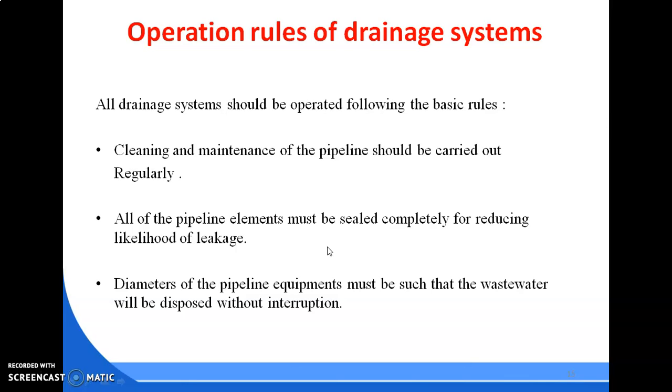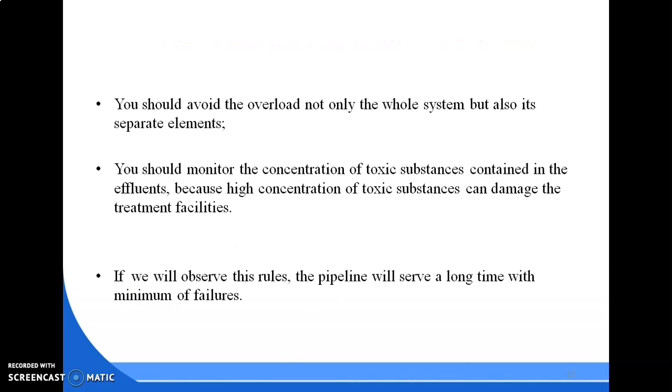During the construction or during the laying of sewer pipe, we have to check that all the joints must be sealed properly. Otherwise, we have to face different problems after sewage passes through the sewer line. The diameters of the pipeline equipment must be such that the wastewater will be disposed without interruption or without any clogging. We should avoid the overload, not only the whole system but also its separate elements.